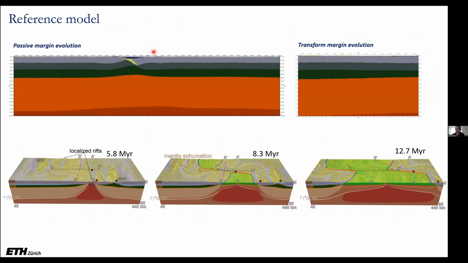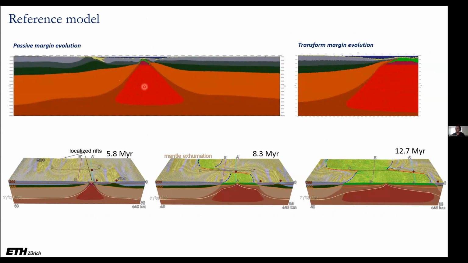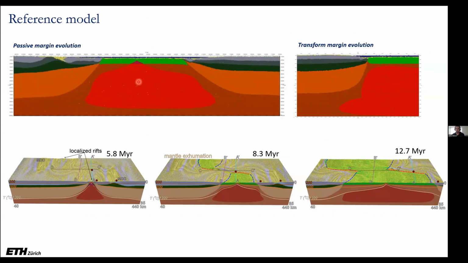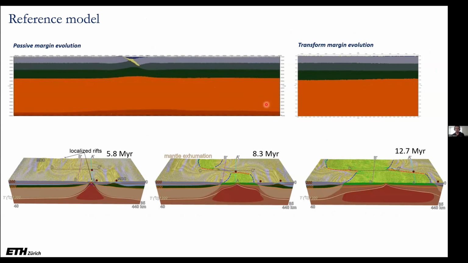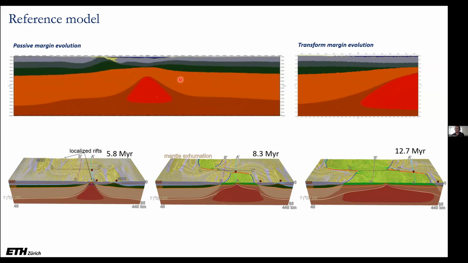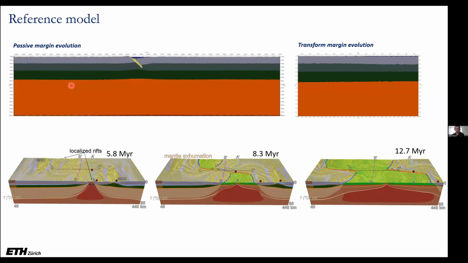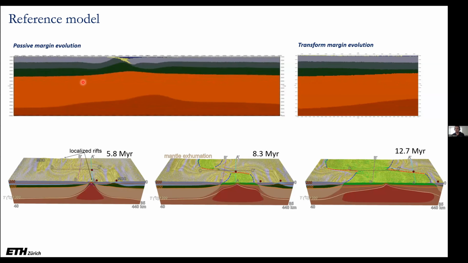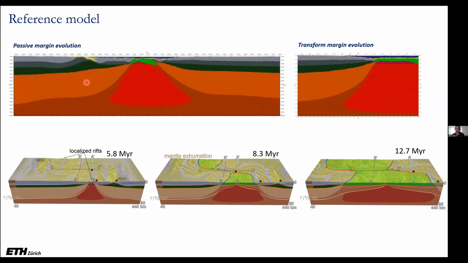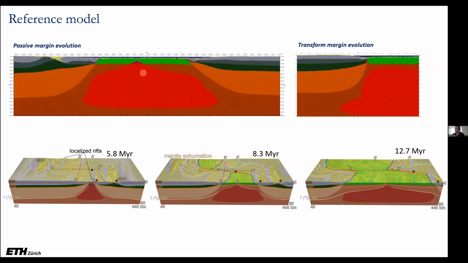So here I just show you two cross sections, one extension parallel and one orthogonal, showing the evolving passive margin and transform margin. So deformation is initially localized along this weak zone that gradually evolves into a metamorphic core complex, while deformation eventually migrates laterally until we reach crustal breakup and oceanic crust formation.